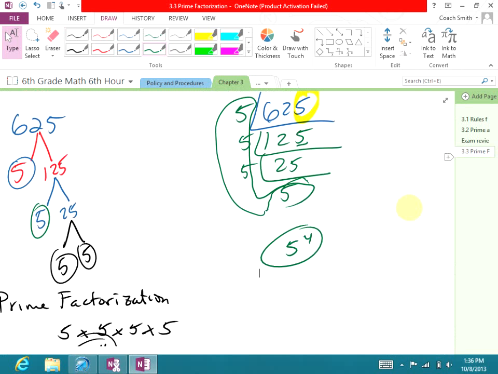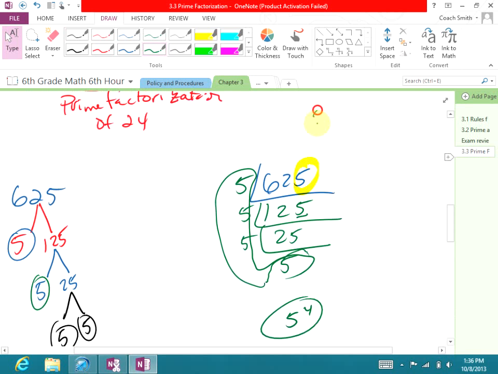As I stated, I don't care which one you use. Just find one you can actually do and get it done. Sophia? How did I get the what? 125 into 625? 5 like this. 5 goes into 6 one time. 5 times 1 is 5, remainder 1. Bring down your 2. 5 into 12 goes twice. 5 times 2 is 10, remainder 2. Bring down your 5. 5 goes into 25. I just divided it into the number.